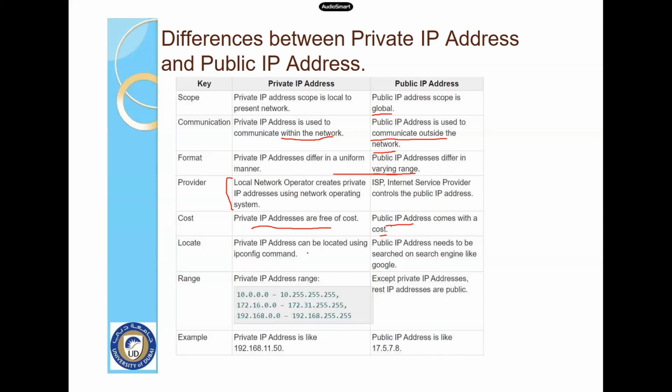A private IP address can be located using the ipconfig command, while for the public one, you have to search in a search engine like Google. So here is the range for private IP addresses. You have the rest here. Anything aside from this range could be global. As an example, a private IP address is 192.168.1.150, while a public IP address is 17.5.7.8, for example. Again, this is for the sake of mentioning.